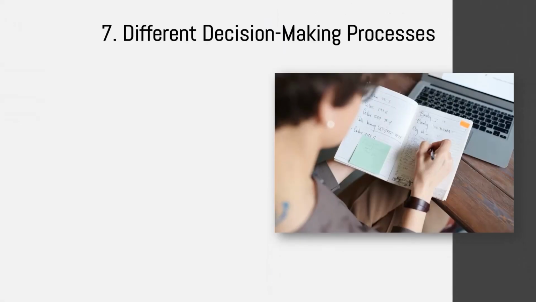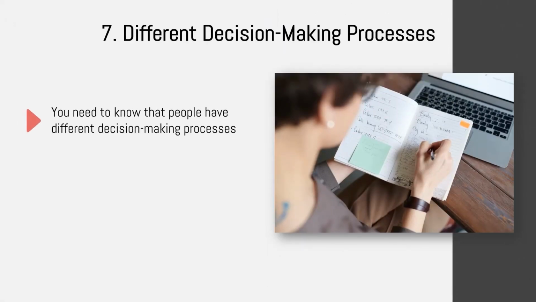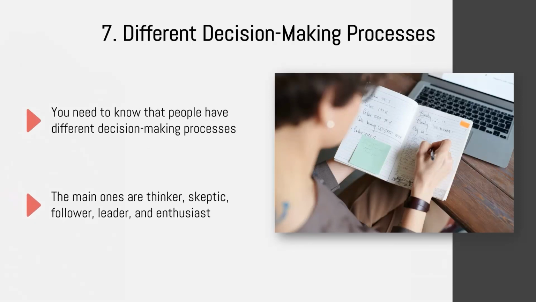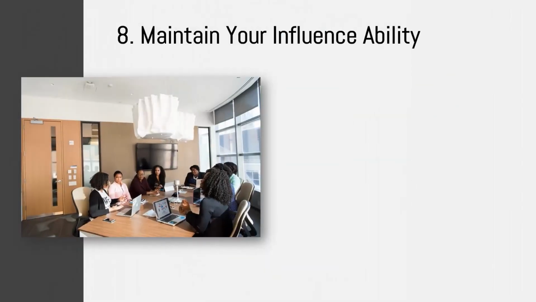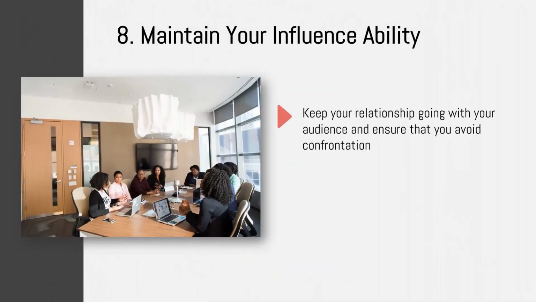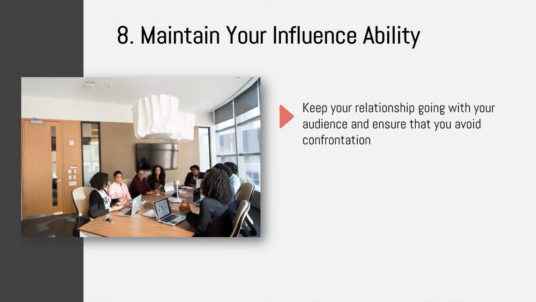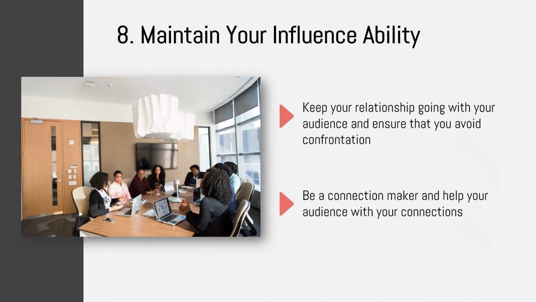7. Different decision-making processes. You need to know that people have different decision-making processes. Use the right influence skills for each type. The main ones are thinker, skeptic, follower, leader, and enthusiast. 8. Maintain your influence ability. Keep your relationship going with your audience and ensure that you avoid confrontation. Be a connection maker and help your audience with your connections. Admit that you are not perfect and that you do not know the answers to everything.